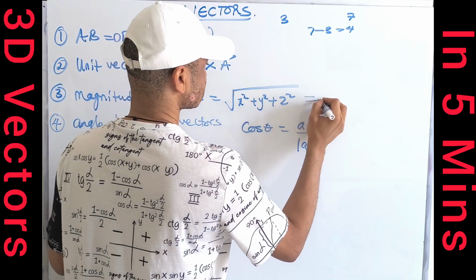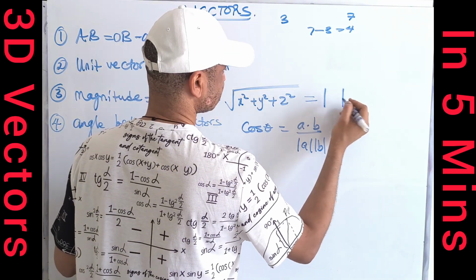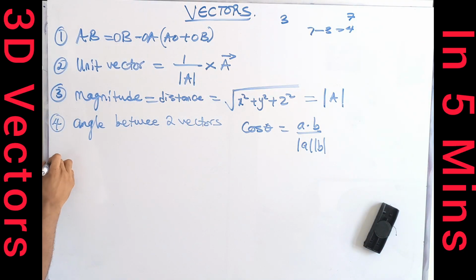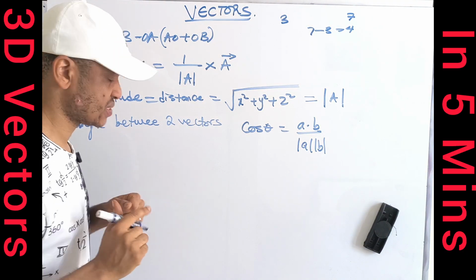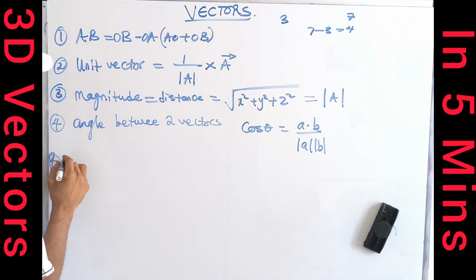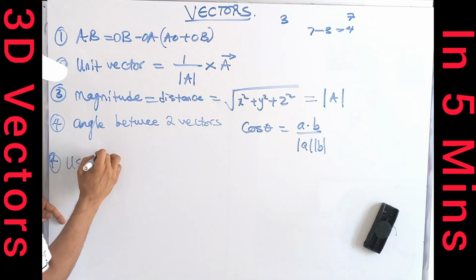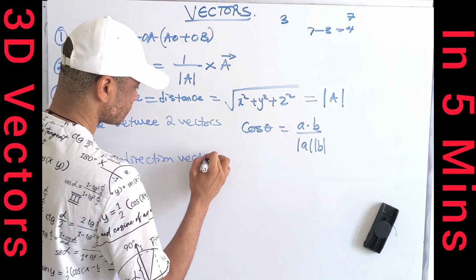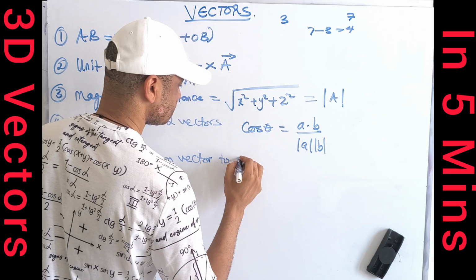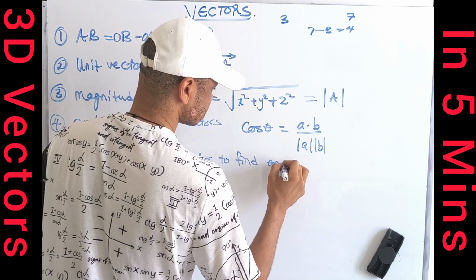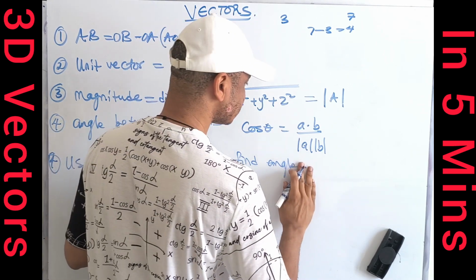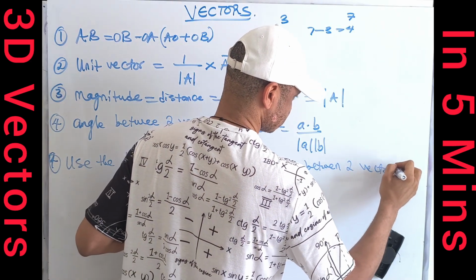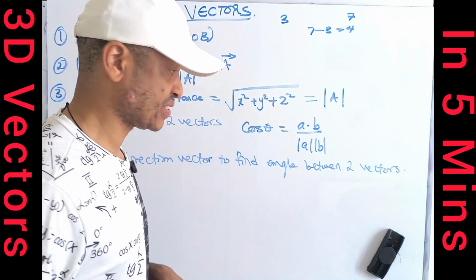So this is the same thing as the modulus of the vector. Let's say this is vector A or whatever it is. All right. Now, this is very important: use the direction vector to find angles, the angle between two vectors. Yeah, so use the direction vector.